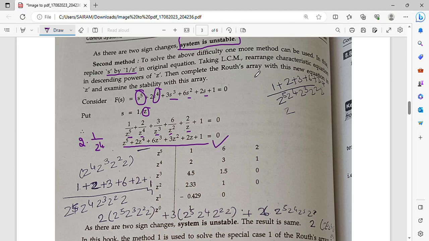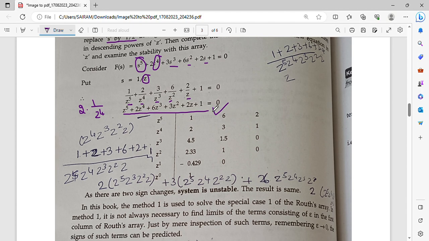So that is what you're supposed to do, so I'll get the resultant. I guess you know how to take LCM and how to rearrange the characteristic equation by the descending powers of z, right? So that is what you're supposed to do. So I'll get this resultant.